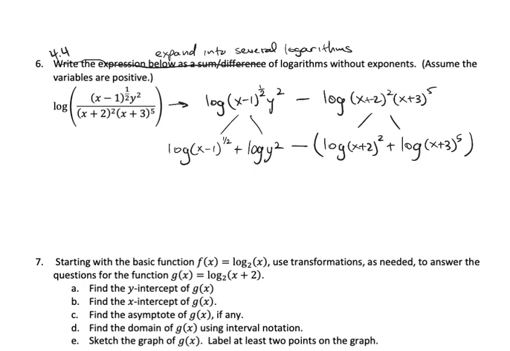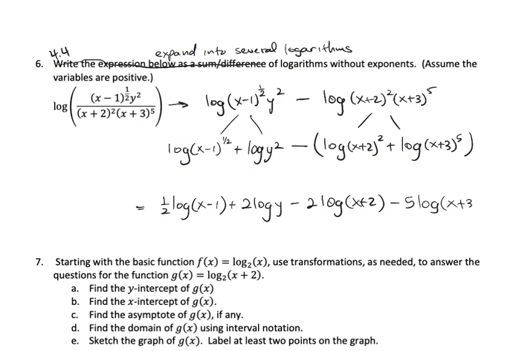Okay? Now the last step here is just to, like it says, without exponents. That's just the power rule, so each of these exponents is going to move in front of the logarithm, and I'm going to distribute this minus sign to both of these logarithms. So the final answer here is 1/2 log x minus 1 plus 2 log y minus 2 log x plus 2. And again, I'm distributing this minus sign here. So that's going to be minus 5 log x plus 3.